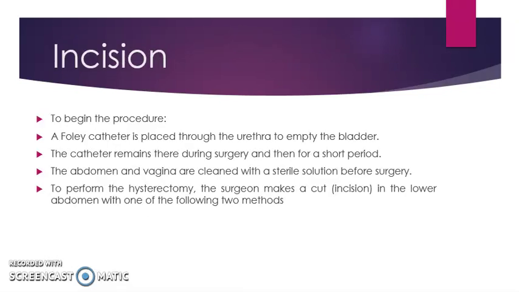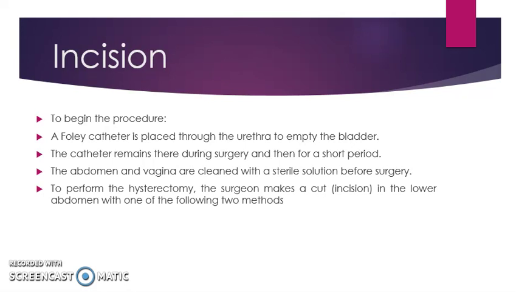Incision. To begin the procedure, a Foley catheter is placed through the urethra to empty the bladder. The catheter remains there during surgery and for a short period. The abdomen and vagina are cleaned with a sterile solution before surgery.